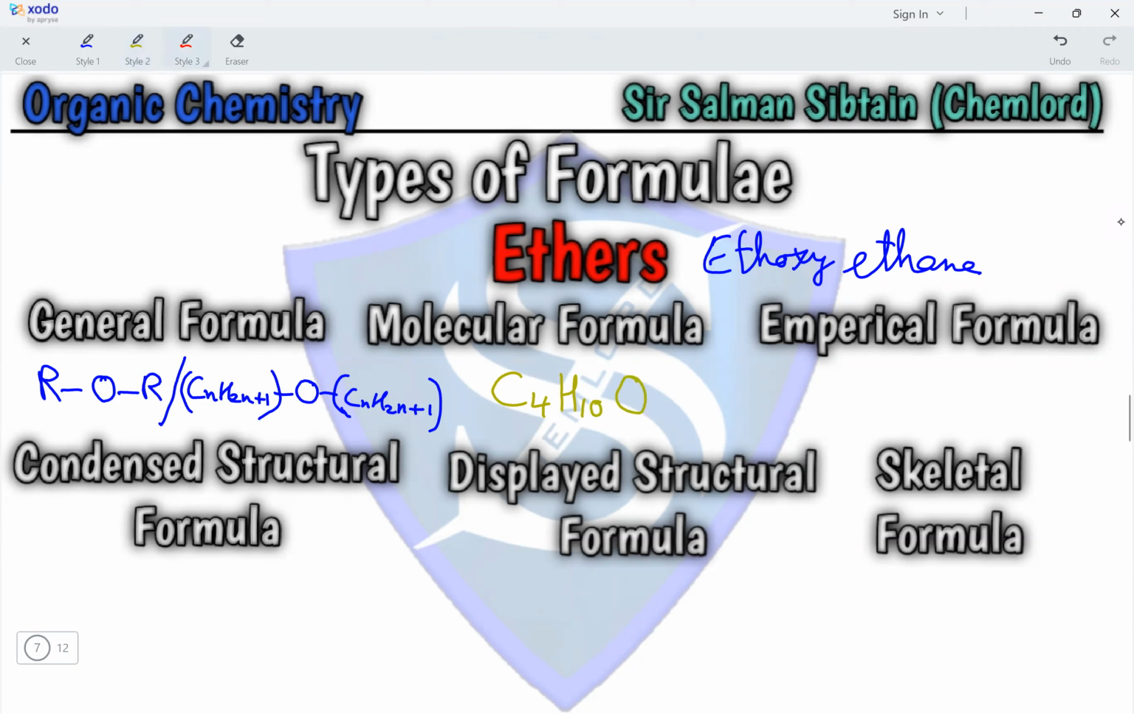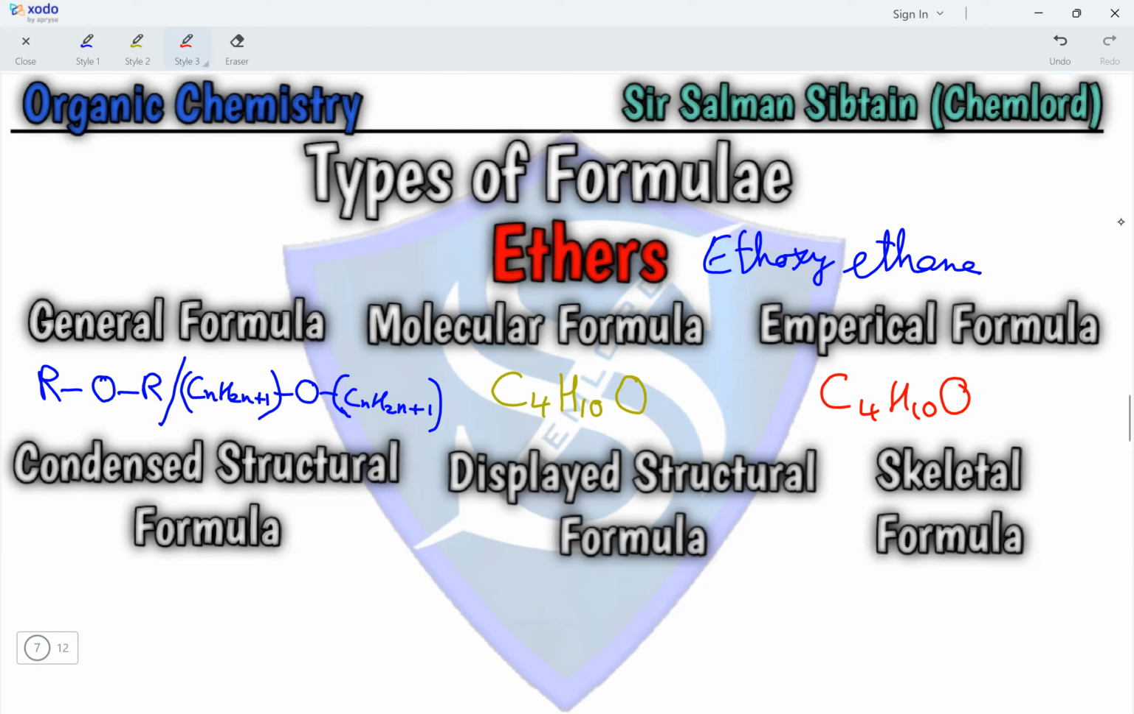Now, since the oxygen atom is a single oxygen atom, the empirical formula is equal to the molecular formula of ethers, and it would be Cn, or in fact C4, because we are looking at an example. So C4H10O. This is the empirical formula of ethoxyethane.